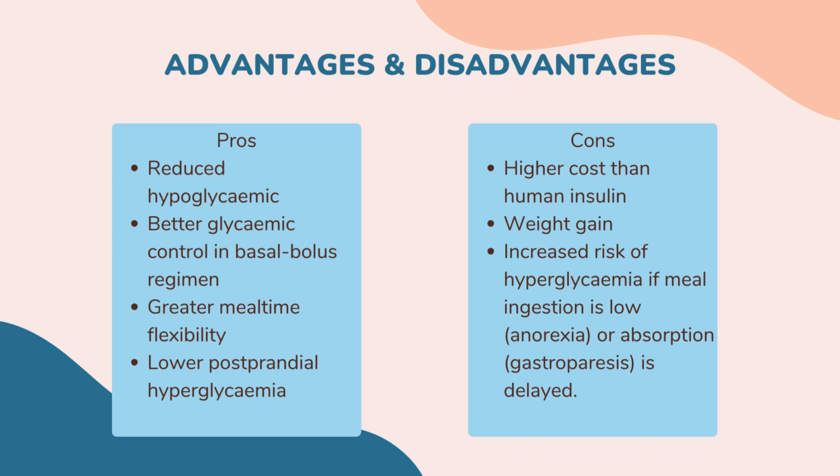So next, for disadvantages, the first one is higher cost than human insulin. It is because the patient needs to buy the application or machine that costs an arm and a leg. The second one is weight gain. This is because the body begins absorbing glucose again and converting any excess into fat. If treatment does not manage diabetes well and blood glucose is too high, weight gain can occur. The last one is increased risk of hypoglycemia if meal ingestion is low, or with anorexia, or if absorption is delayed by gastroparesis.